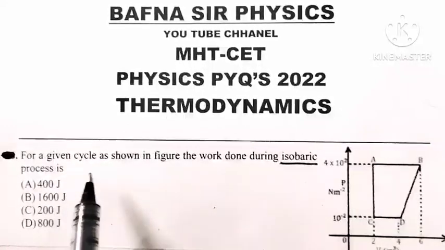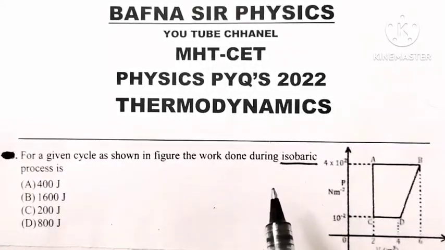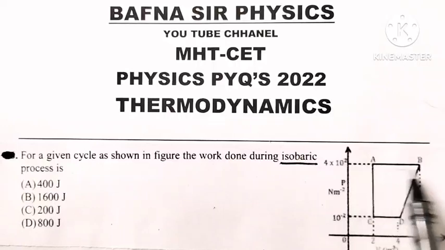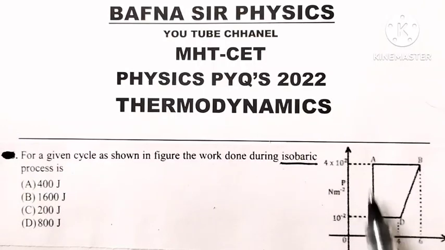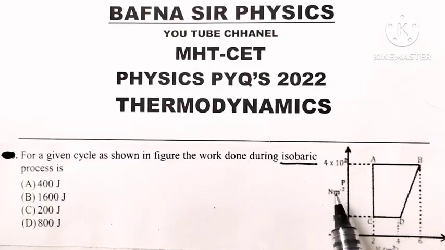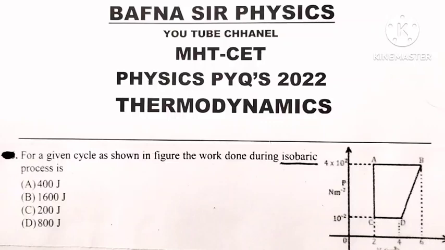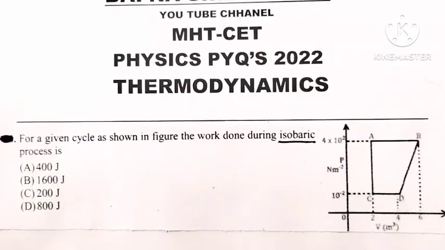For a given cycle as shown in figure. Here we have been given a cycle, that is A, B, D, C and back to A. Here it is actually a pressure against volume, PV diagram. On the x-axis volume is taken, while on the y-axis pressure is taken.